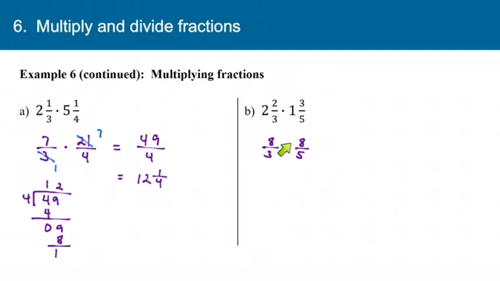Okay, now see if you can find any common factors between the top and the bottom, and we cannot find any common factors, so we'll just multiply. 8 times 8 is 64, and in the denominator 3 times 5 is 15. And now because this was a mixed number problem, we'll have to convert this to mixed number form. 15 goes into 64 4 times, because you know that 15 times 4 is 60. Okay, multiply back and subtract, and we see that 64/15 converts to 4 and 4/15.